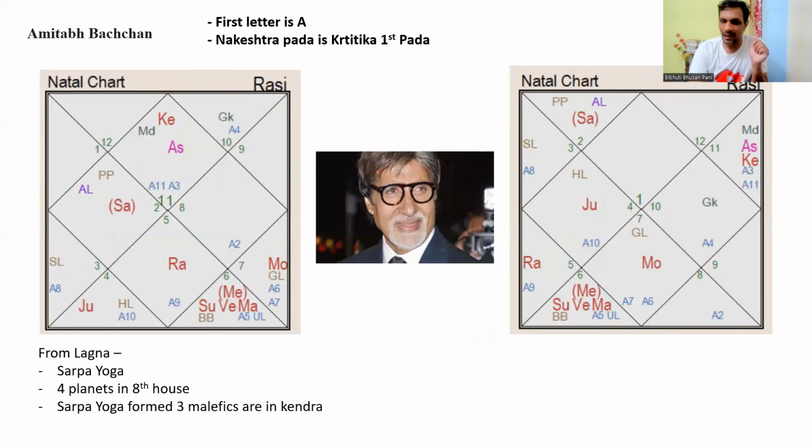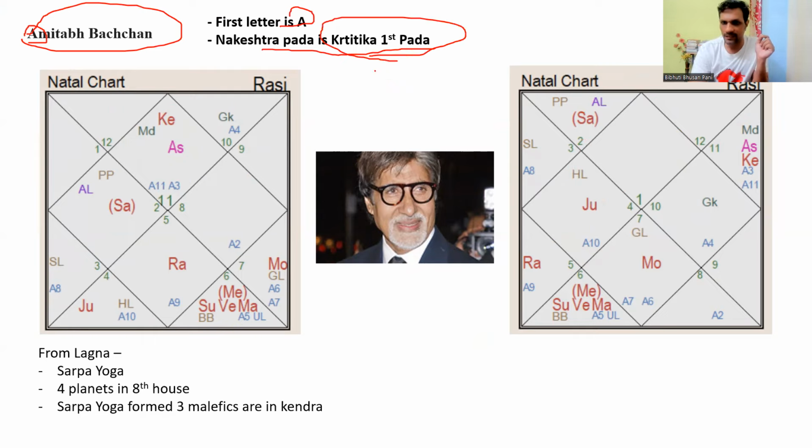Next chart is the chart of Amitabh Bachchan. Amitabh Bachchan, this name starts with A. Amitabh is mapped into Kritika Nakshatra first pada. If we are seeing Amitabh Bachchan's chart, Lagna is Aquarius ascendant with Ketu in the 8th house, Rahu in the 7th house, Saturn in the 4th house. Again, it's creating a Sarpa Yoga.